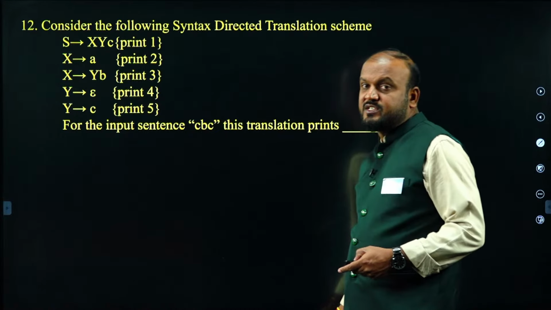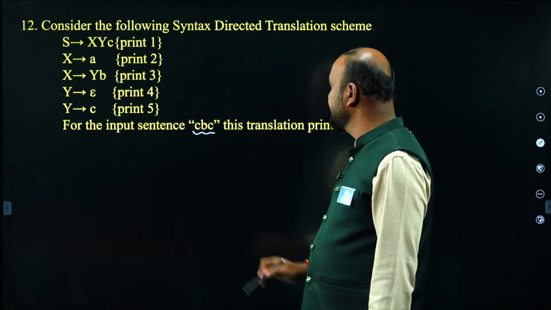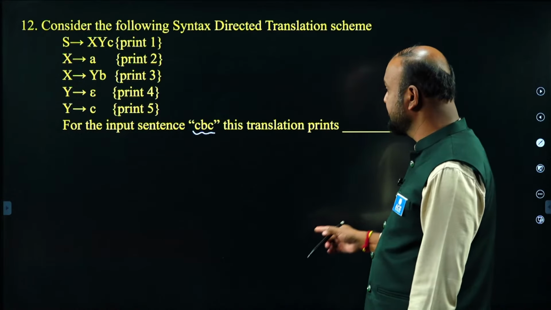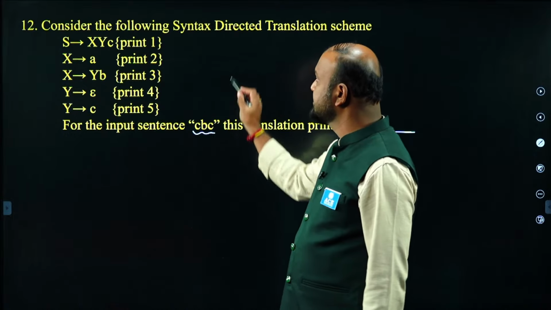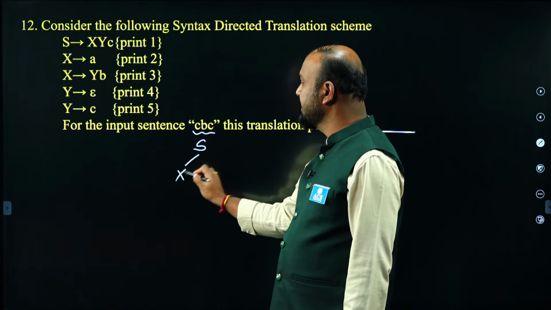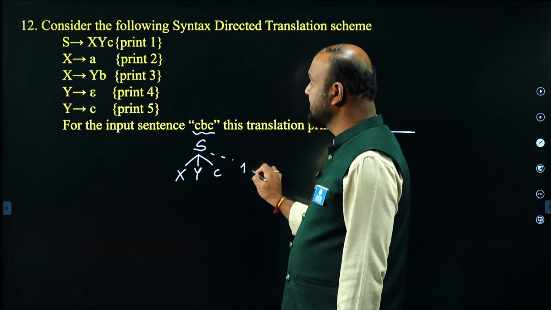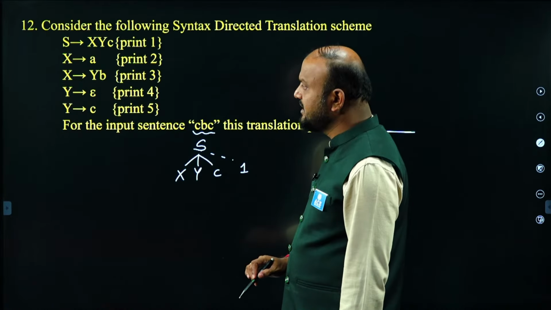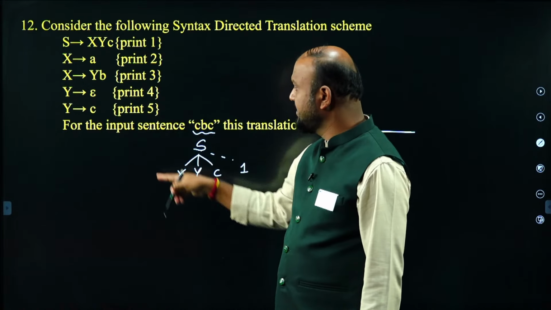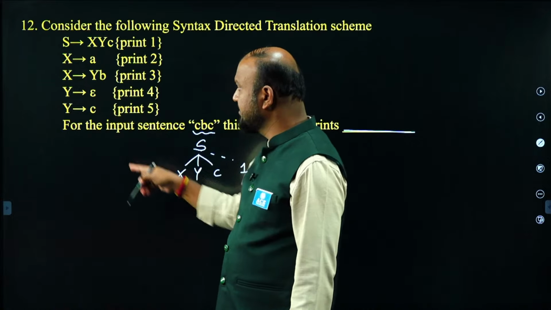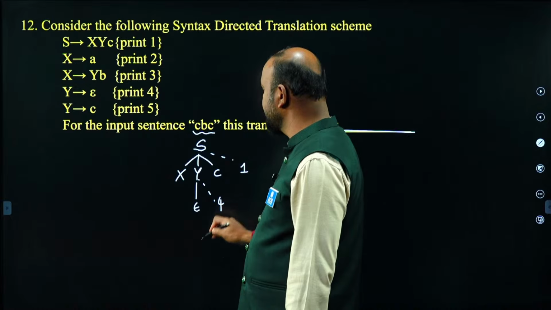And also you can expect questions on translation scheme, and this is one of such kind of question. If this is an input given, what does this translation print? You have to find the answer in the numerical answer type question. How do you do this? S is deriving X, Y and C, and it is to print 1. Next we wanted B from Y. To get B from Y, with Y we don't have a B, so what should Y do? Epsilon, so it should print 4.